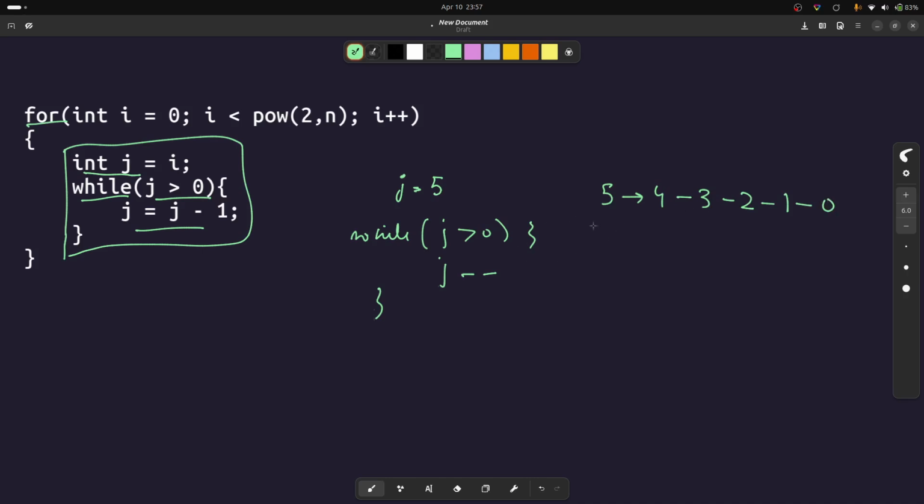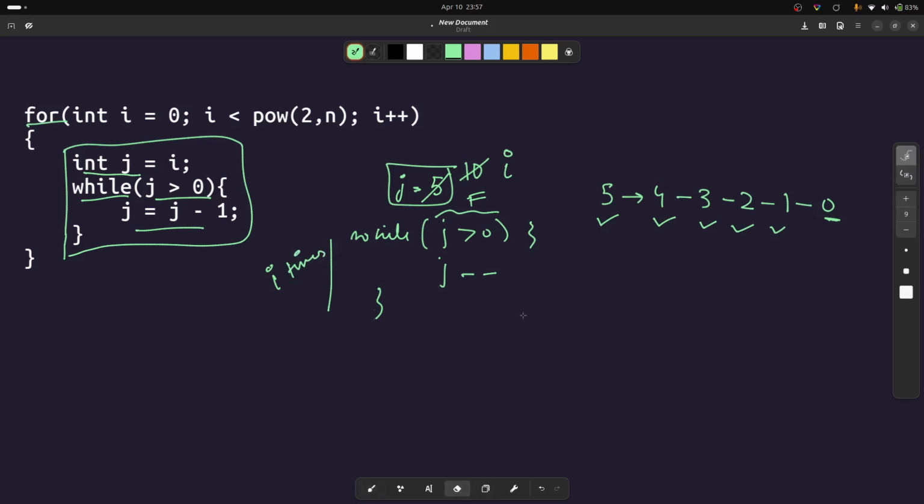How many times will it run? It will run for 5, 4, 3, 2, and 1. For j equal to 0, this condition becomes false and the loop will not run. So what I'm trying to say is, if j starts from 5, the while loop runs 5 times. If j starts from 10, the while loop runs 10 times. If j starts from i, the while loop runs i times. This is what I'm trying to say. Now let's find the total work done here.